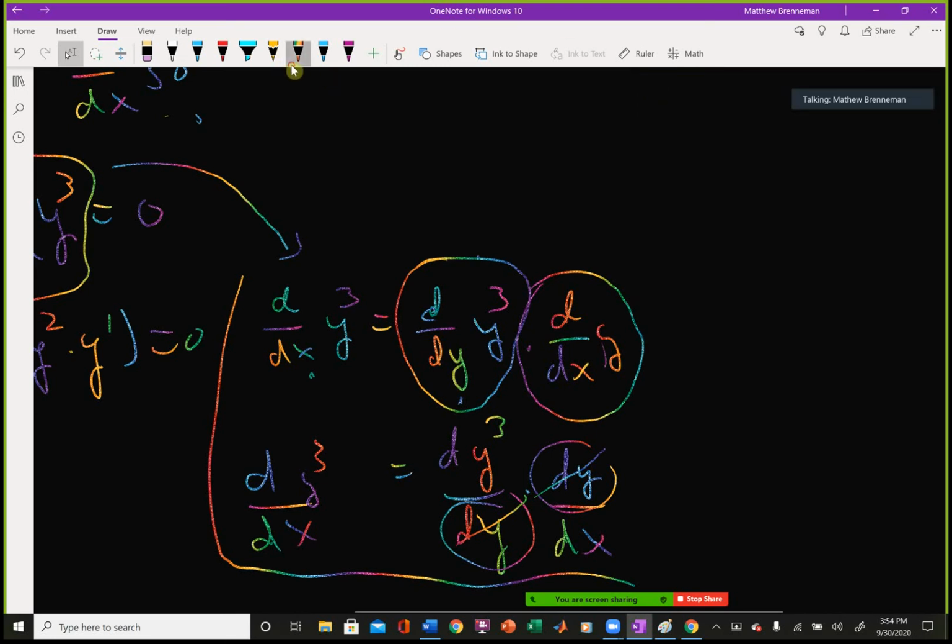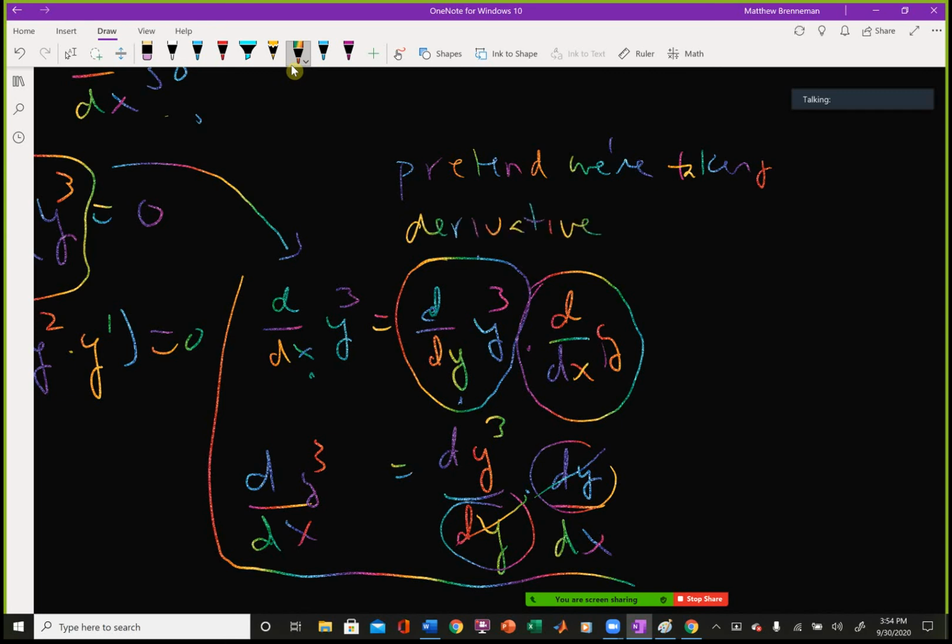So what we do is we pretend we're taking the derivative with respect to y. That's this part right here, and then we multiply by y prime. Okay?